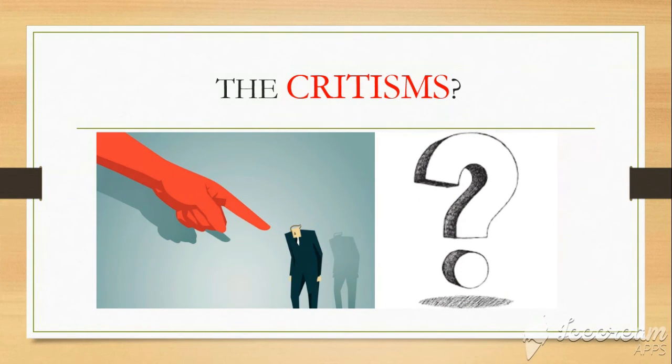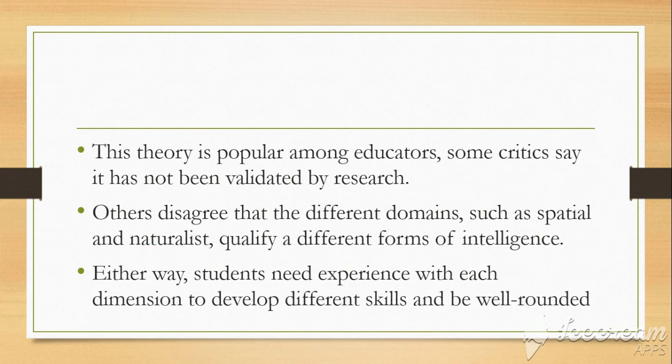The criticism. This theory is popular among educators. Some critics say it has not been validated by research. Others disagree that the different domains such as spatial and naturalist qualify as different forms of intelligence. Either way, students need experience with each dimension to develop different skills and be well-rounded.